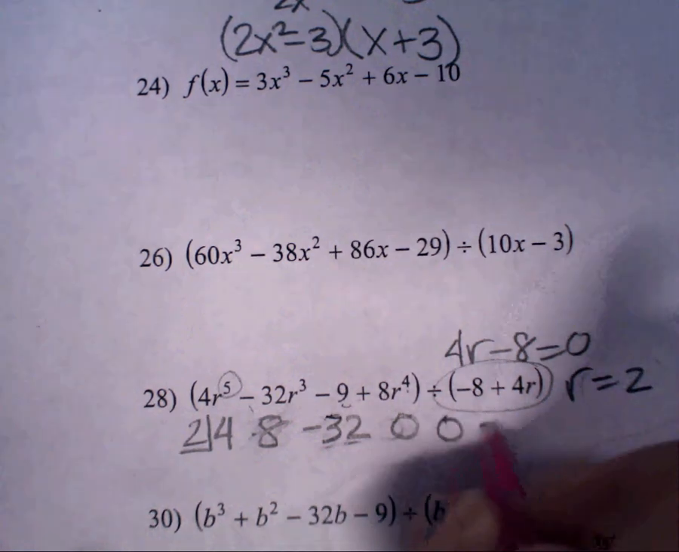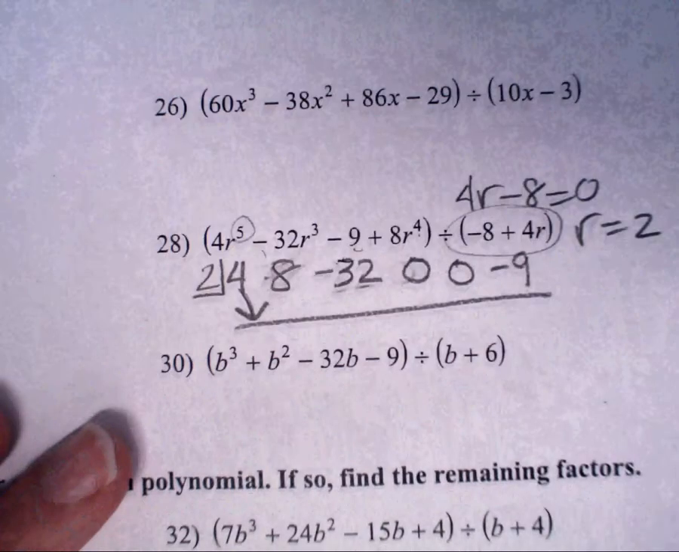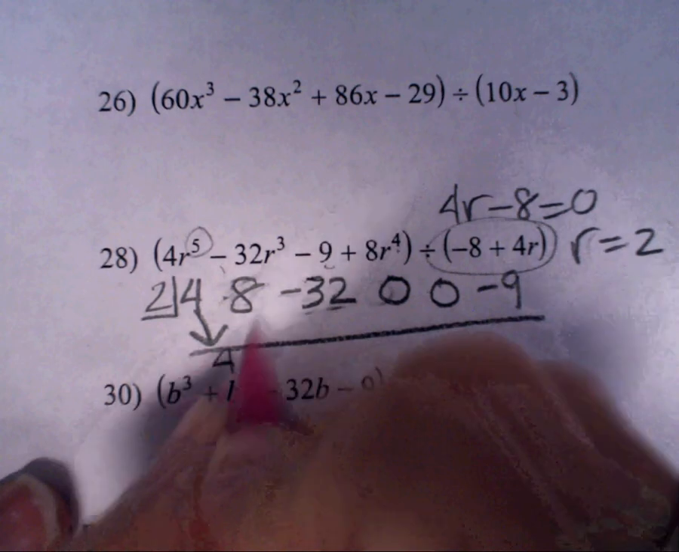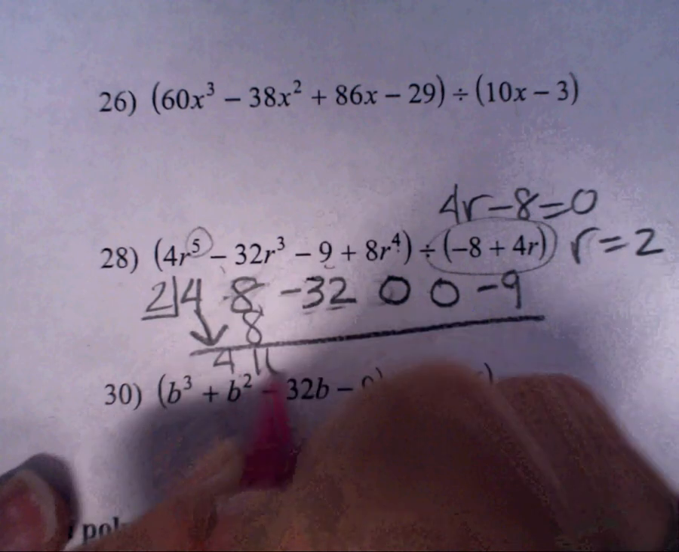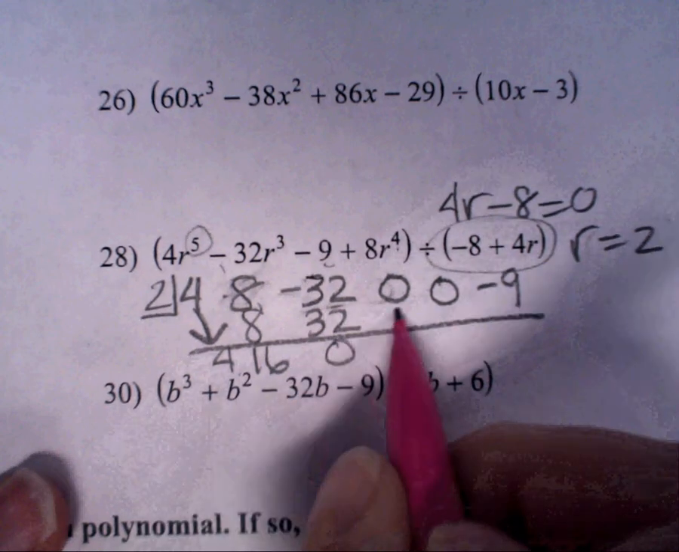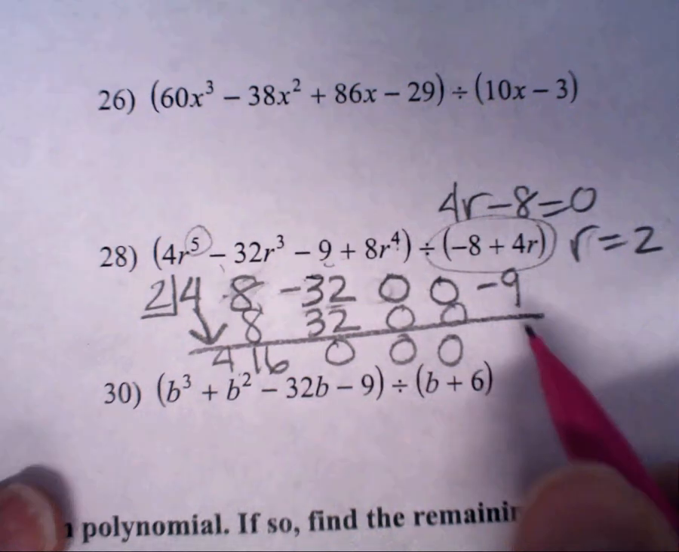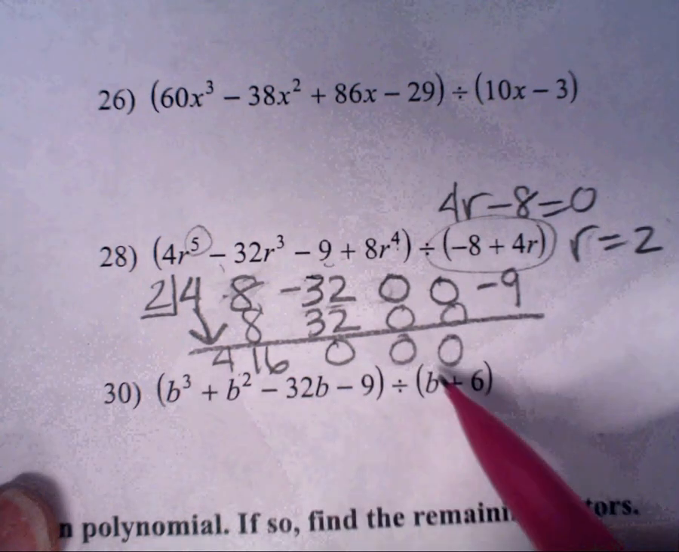Okay, so you drop the number, and you drop it, multiply, add, multiply, add, multiply, add, multiply, add, multiply, add, and we get a remainder of -9.